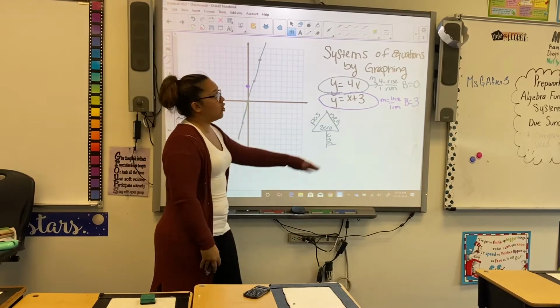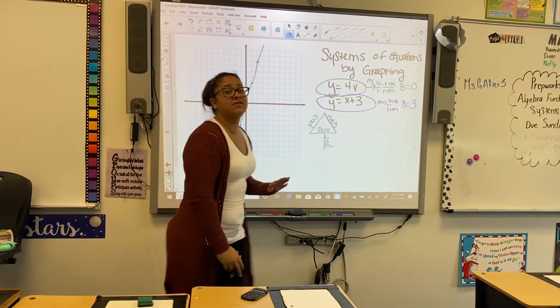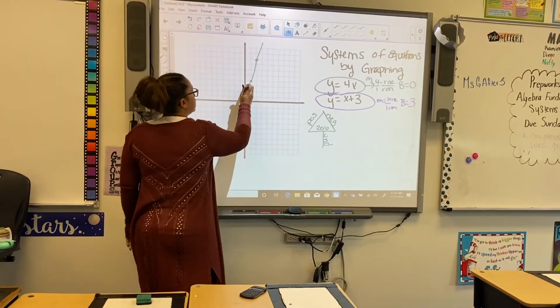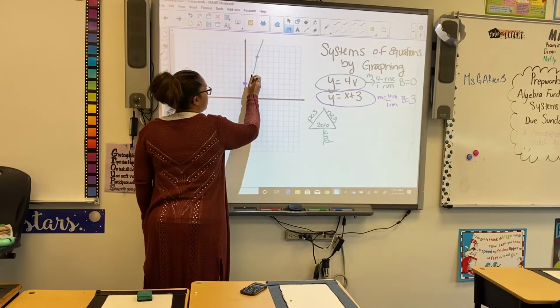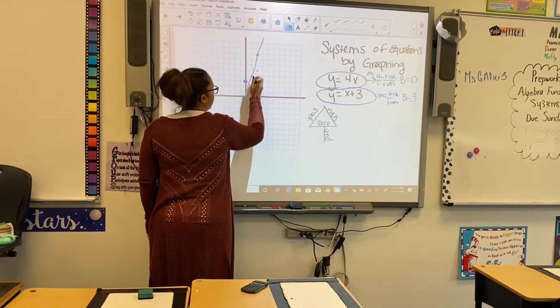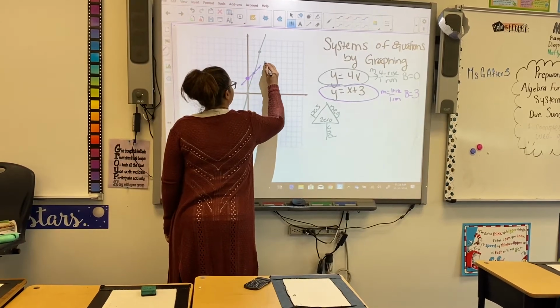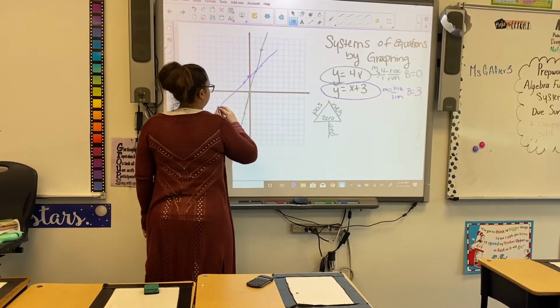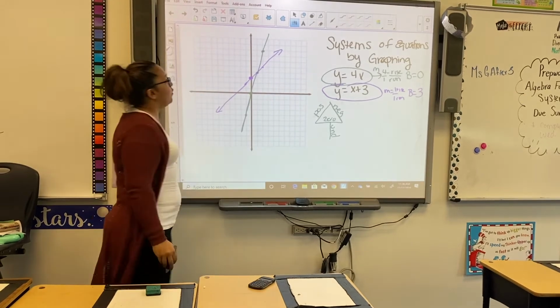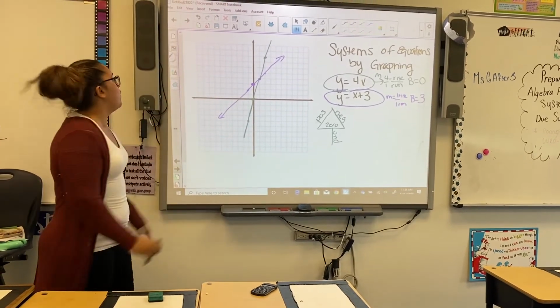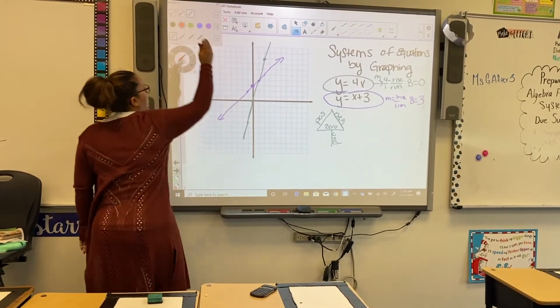We're going to look at our slope, 1 over 1, positive. So we're going again to the right. It's going to go 1 over 1, 1 over 1, 1 over 1. And again, I'm just going to draw my line. And we can see right away where it intersects, which is right here.